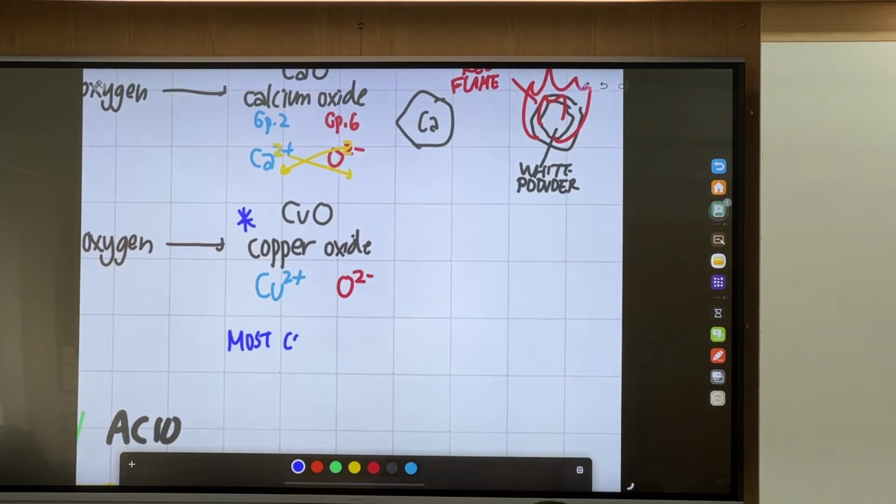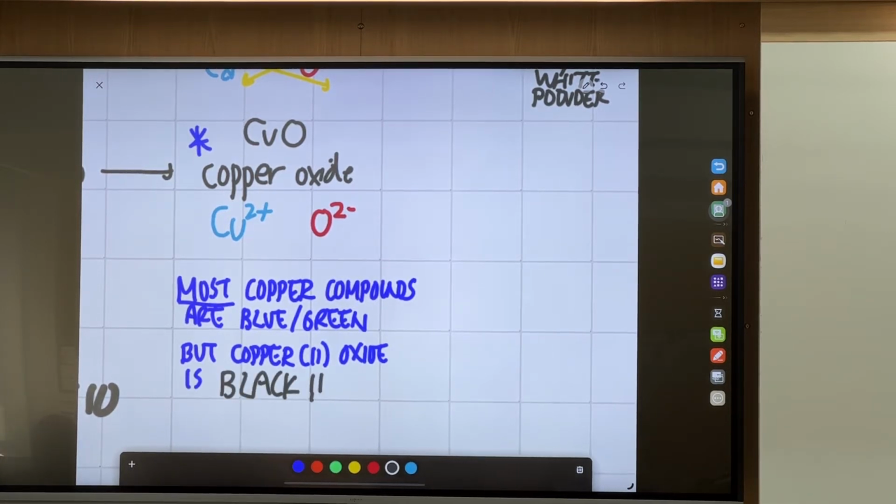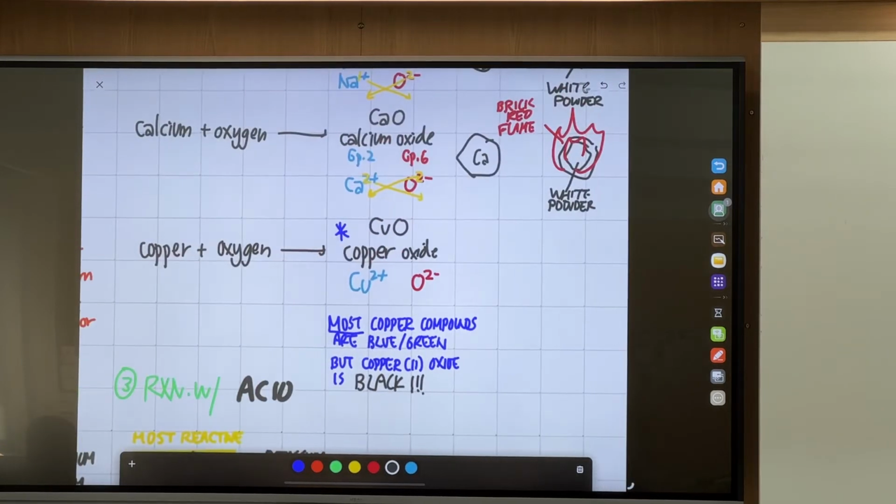Most copper compounds are blue or green in color. Look at what most: blue or green. But this one is a unique one: copper oxide, which also contains copper. This rule doesn't apply to copper oxide. You can write down that copper 2 oxide is black in color. So this is rather unusual. You can make this an exception.